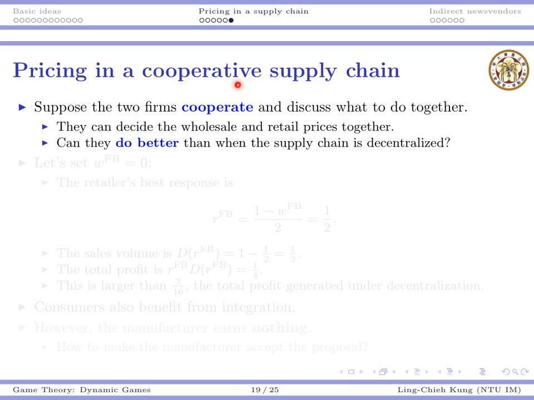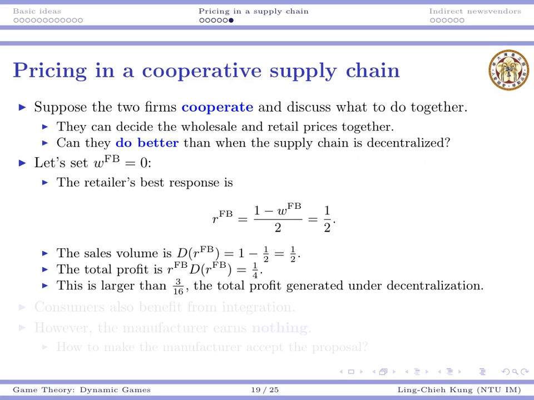Let's consider the pricing problem in a cooperative supply chain. Suppose the two firms cooperate and together discuss what to do, what will be the prices. Then we want to ask, can they do better than when the supply chain is decentralized? Can they do better by doing integration? Probably one thing we can do is to really make them a union and solve a single player problem.